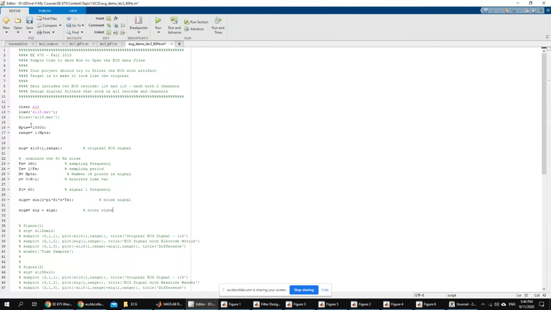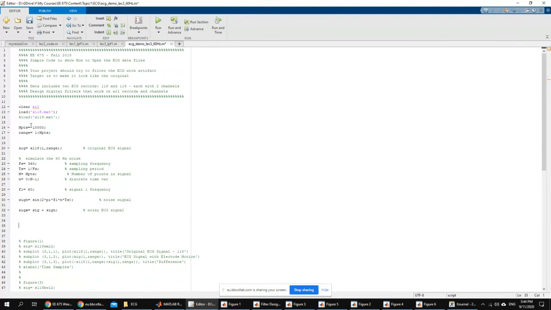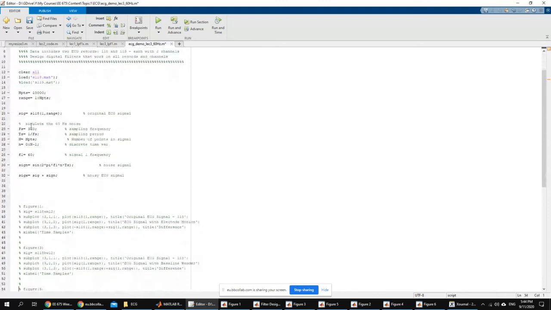Noisy ECG signal. Okay. Just to make sure that I simulated everything correctly, actually there's one trick here, but let me just draw it like this first and then come back to this and show you why this is a problem.